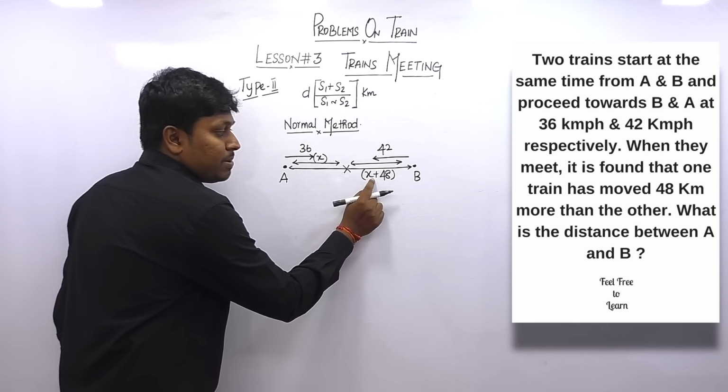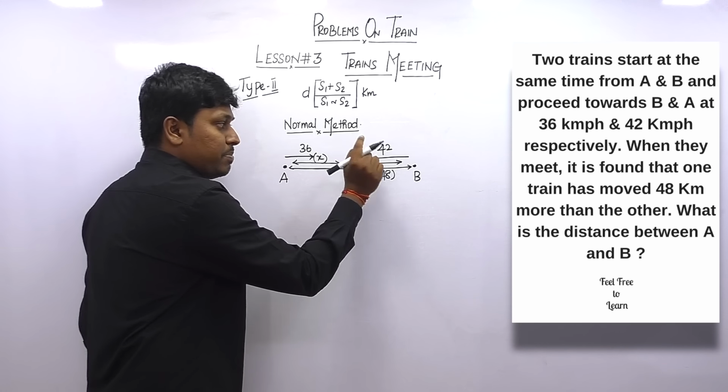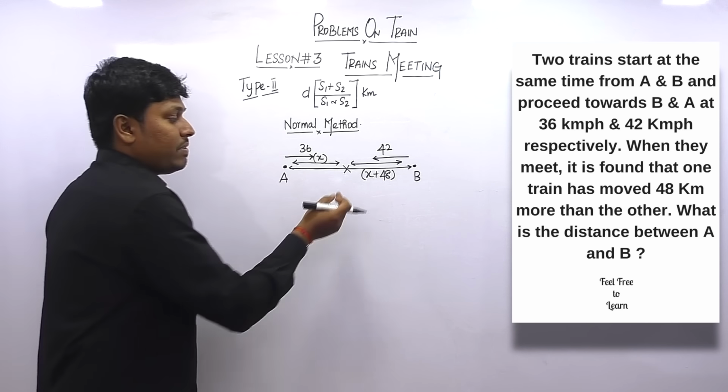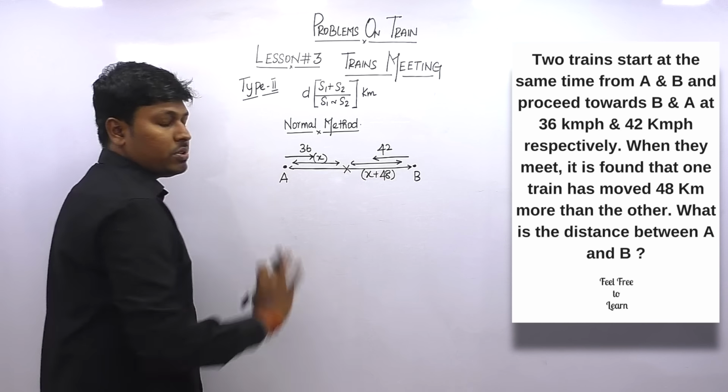Why did I assume x plus 48 here and x here? Because the speed of that train is more, right? If the speed of the train is more, then the distance traveled by the train will also be more, right? So we can say that at the point of meeting, one train travels 48 km more than the other.